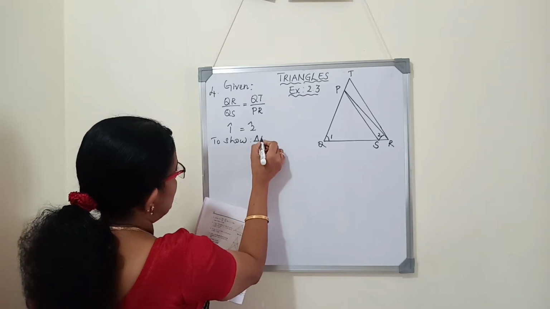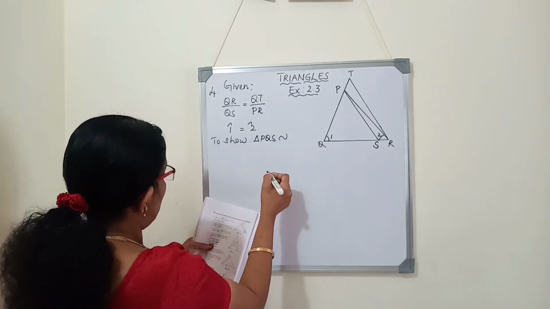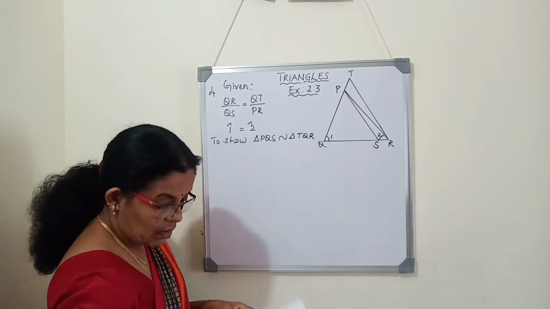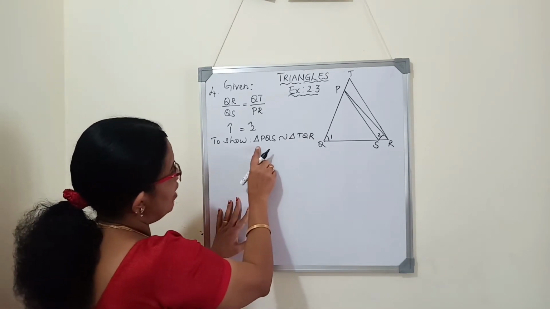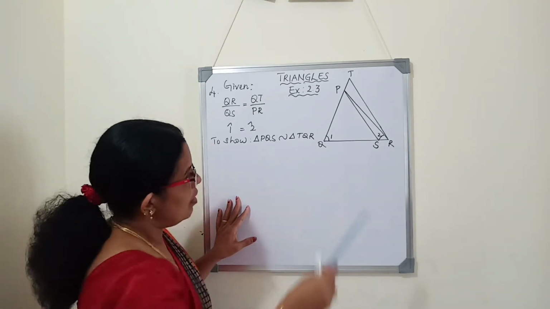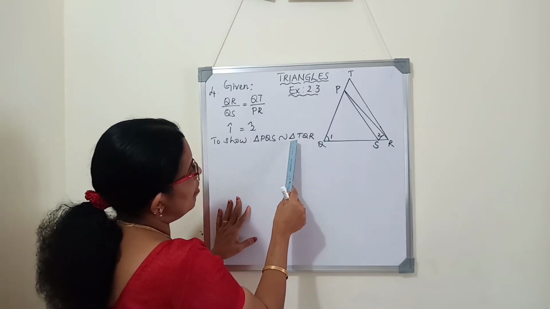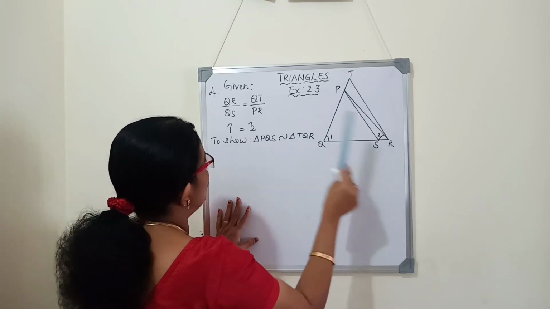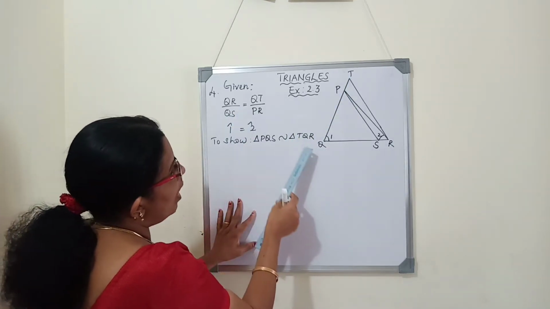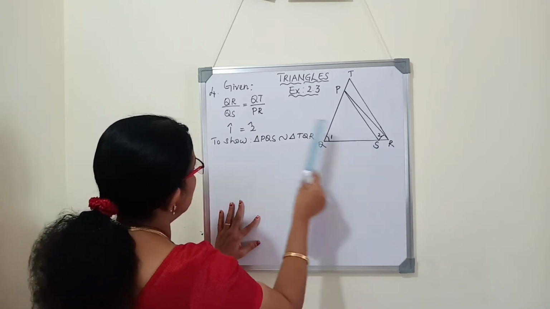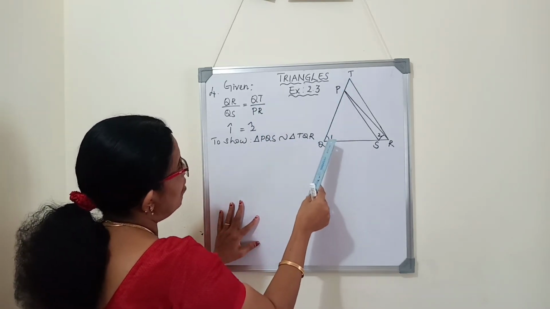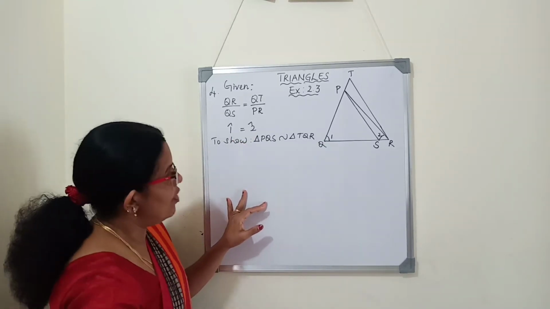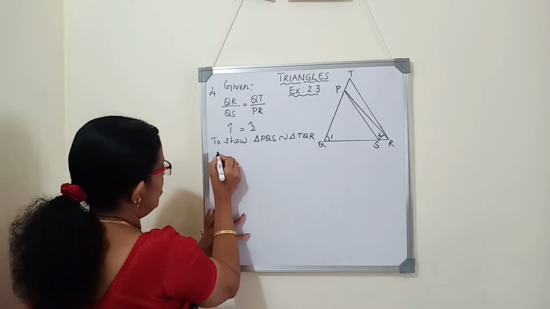triangle PQS is similar to triangle TQR. So we have to show that triangle PQS is similar to triangle TQR. That is, the smaller triangle is similar to the bigger triangle TQR. It is given that QR by QS is equal to QT by PR. Angle 1 is equal to angle 2. So first we will start with given angle 1 is equal to angle 2.